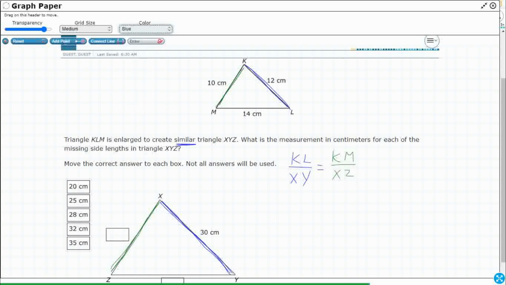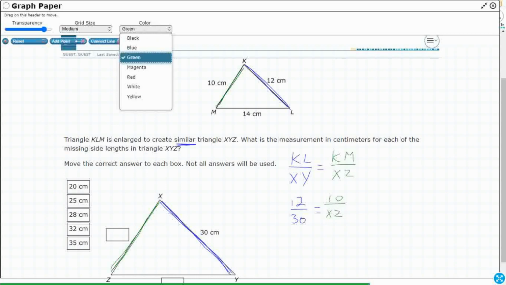Now, we can actually fill in three of these side lengths. So KL is equal to 12. XY off the larger one is equal to 30. And then when we've got our KM off the smaller one, that's 10. And then we don't know the XZ. But look at that. Now we can make a proportion. We can use cross multiplication. So let's go ahead and do that.